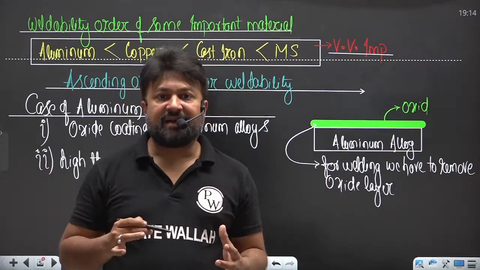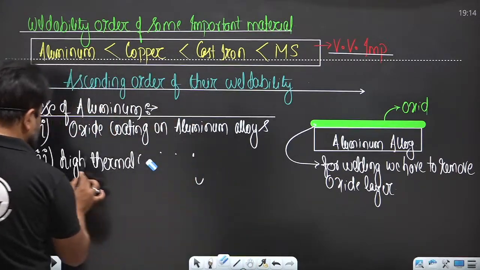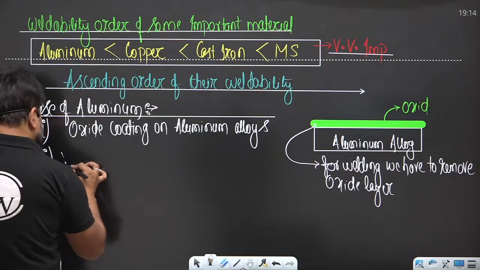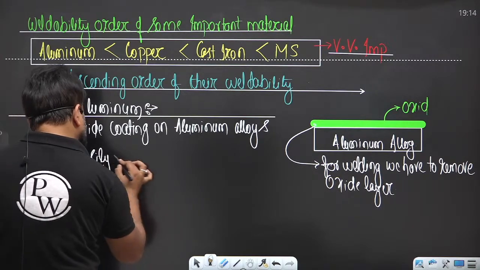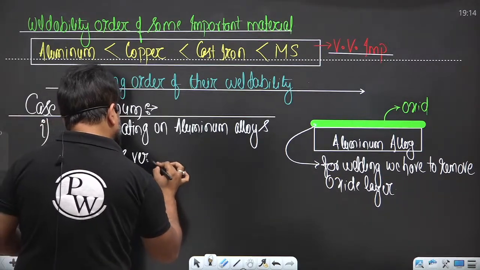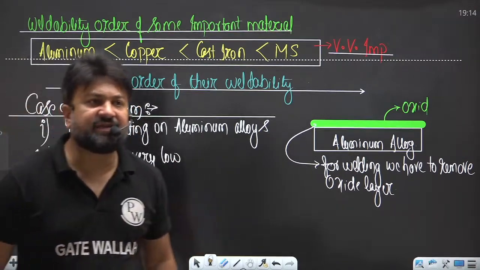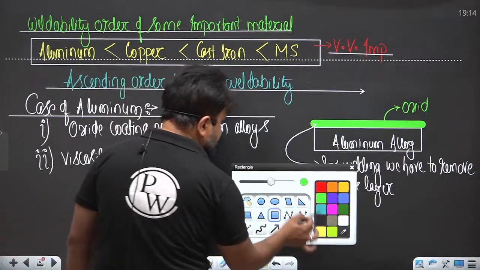Basically, because of that, what is going to happen? You can write that viscosity is very low. Now, can anybody tell me, sir, what happens if the viscosity is very low? My dear, if the viscosity is very low, then what is going to happen?